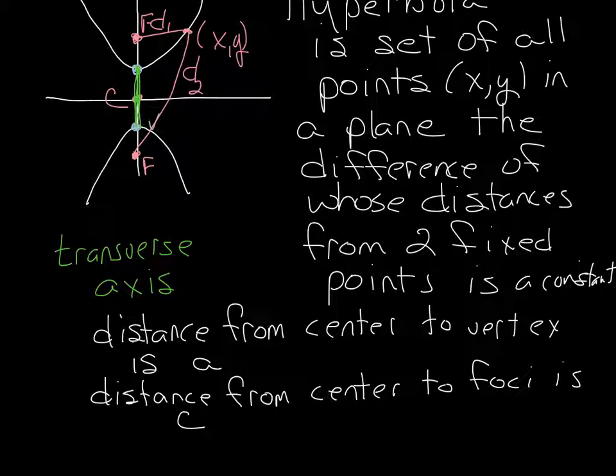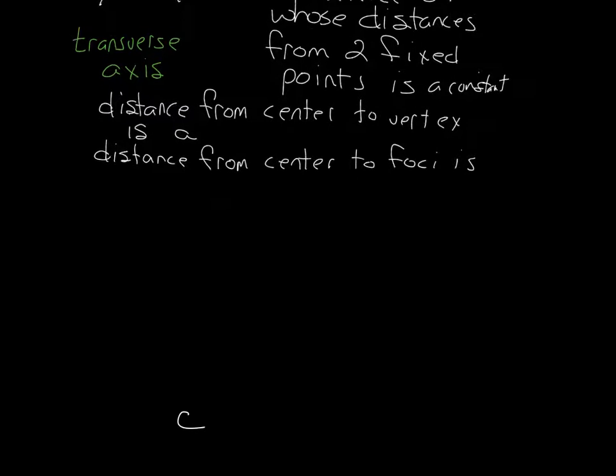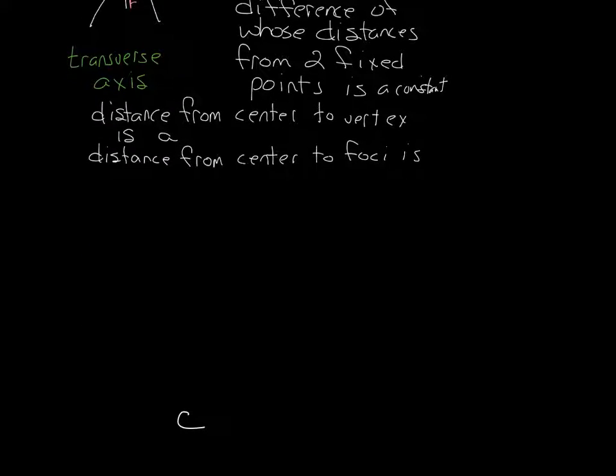Okay, two forms of the equation. Where is the vertex? There are two of them, here and here, two vertices. And the foci lie inside each branch. Just like it did with the parabola, the focus was inside.